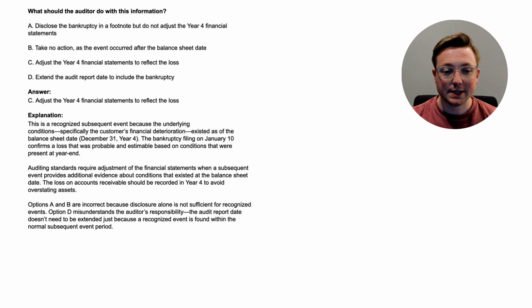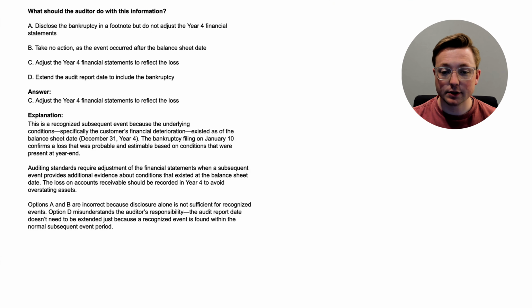All right, here we are. The answer is C, adjust the year 4 financial statements to reflect the loss. So that's what they are going to do with this information. So let's learn a bit more about the types of subsequent events. We've learned what they are and how you know if something is a subsequent event, but depending on certain things, it will be treated differently.